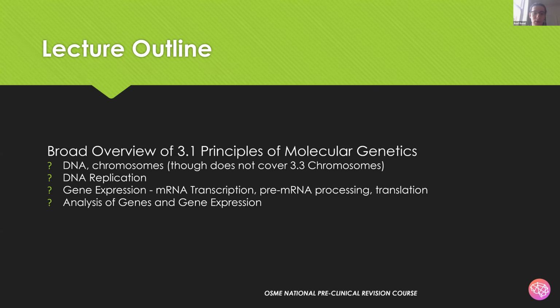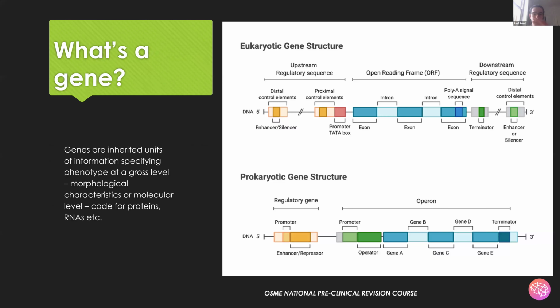All right, so first of all, defining a gene. These are our inherited units of information. They either specify phenotype at a really gross level, or they might code for things at a molecular level, so our various RNAs and proteins, right? And as we know, the vast majority of the genome isn't made up of genes. You don't need to know the prokaryotic gene structure, but I've included it for completeness. And this structure for the eukaryotic gene we will come back to in a little bit.